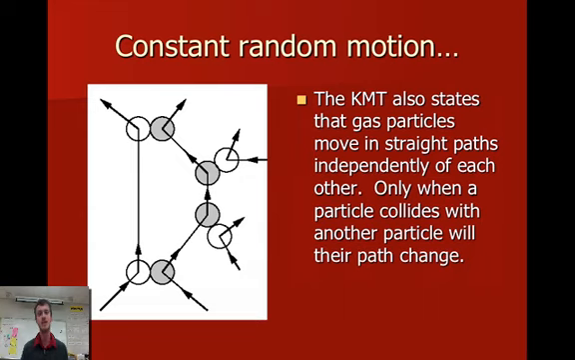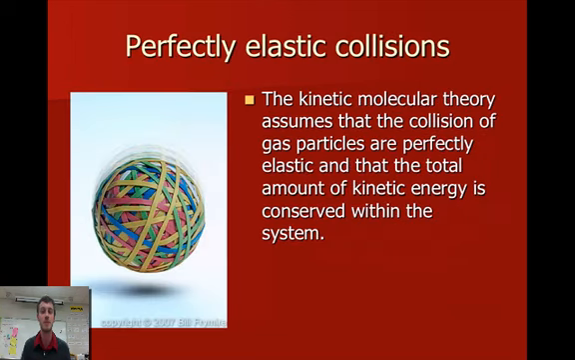other. They're going to move in their straight path until they collide with something. They might collide with each other. Remember, they're not attracted to each other, but they might collide with each other randomly. They might also collide with the walls of the container. So when they make those collisions, yes, they're going to change path. But for the most part, they're just going to follow their straight path until they make those collisions, and then they'll change their path.